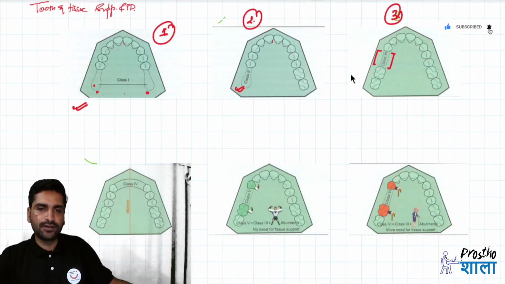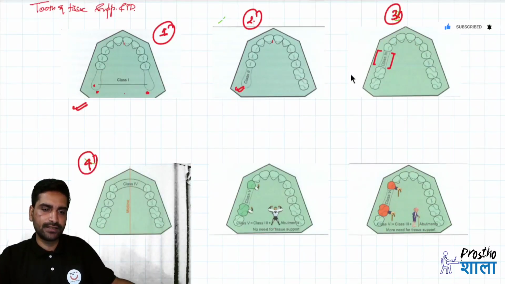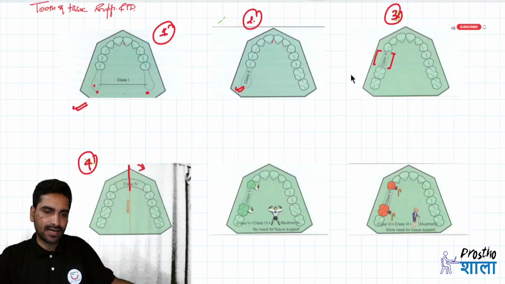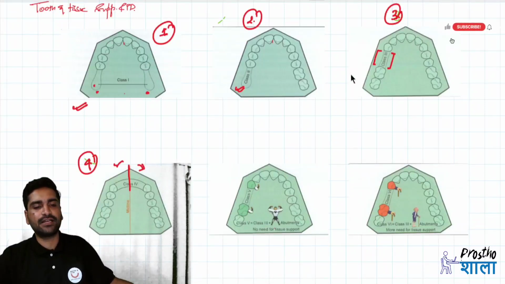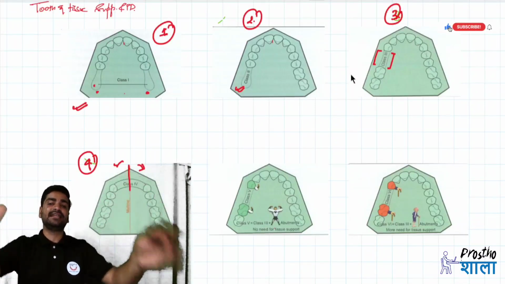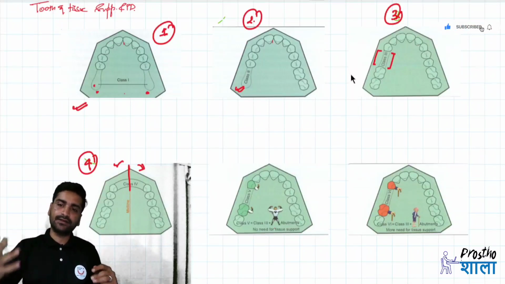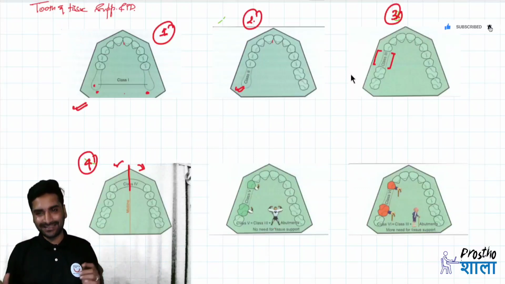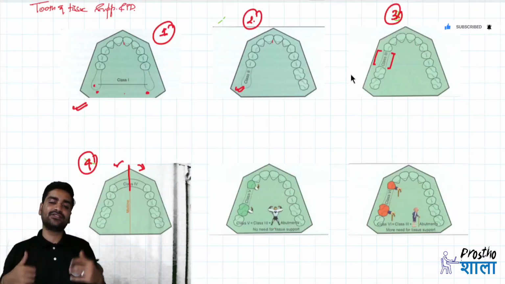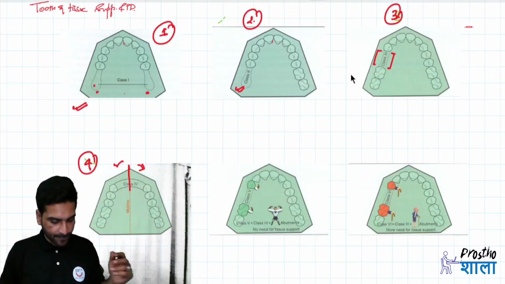Class 4, unique of all, most unique thing, on the either side of the midline you have edentulous area on both the sides, but it is anterior to the remaining teeth. First two were posterior to the remaining teeth, third was anterior and posterior, both the sides teeth are present. Fourth is edentulous area anterior to the remaining teeth.